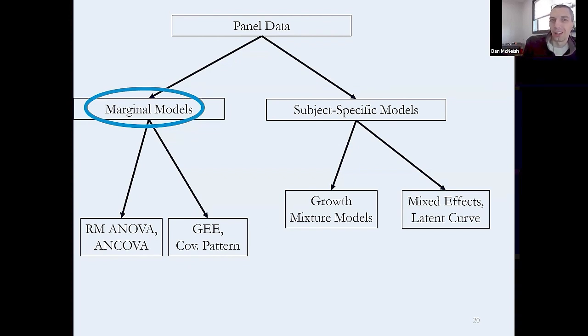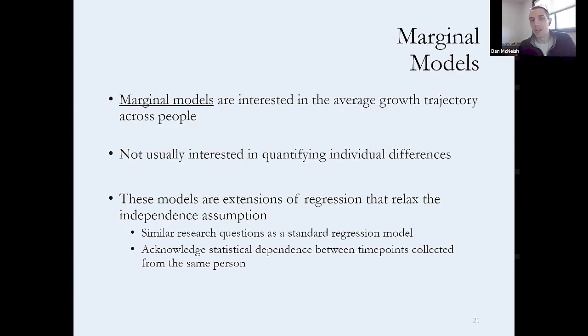So again, there are two classes of models within this broader idea of panel data. One broad class is marginal models, which are interested in the average growth trajectory across people. I want to see how the average person changes. These types of models are not really interested in quantifying individual differences, so I don't want to know why two different people's growth curves differ from each other. I just want to know what the typical growth pattern might look like. These models are usually regression models that just relax certain assumptions that occur in longitudinal data.